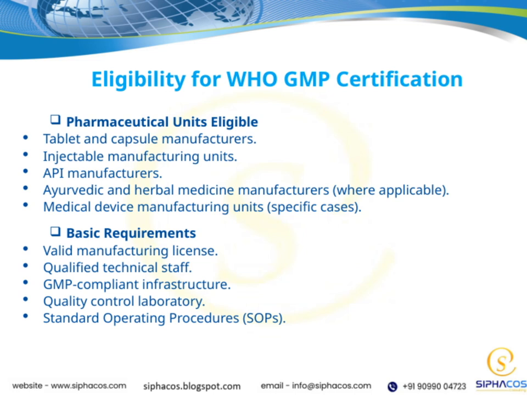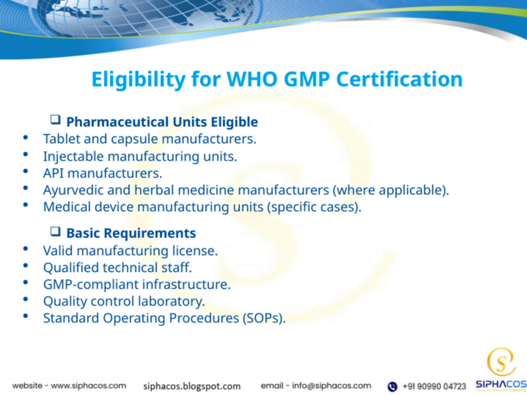Now, let's take a closer look at the eligibility criteria for WHO GMP certification. First, it's important to understand which pharmaceutical units are eligible. This includes manufacturers of tablets and capsules, as well as injectable manufacturing units. API manufacturers, or active pharmaceutical ingredient producers, are also part of this group. Additionally, Ayurvedic and herbal medicine manufacturers can qualify, where applicable, depending on the specific regulations. Medical device manufacturing units may also be eligible in certain cases.